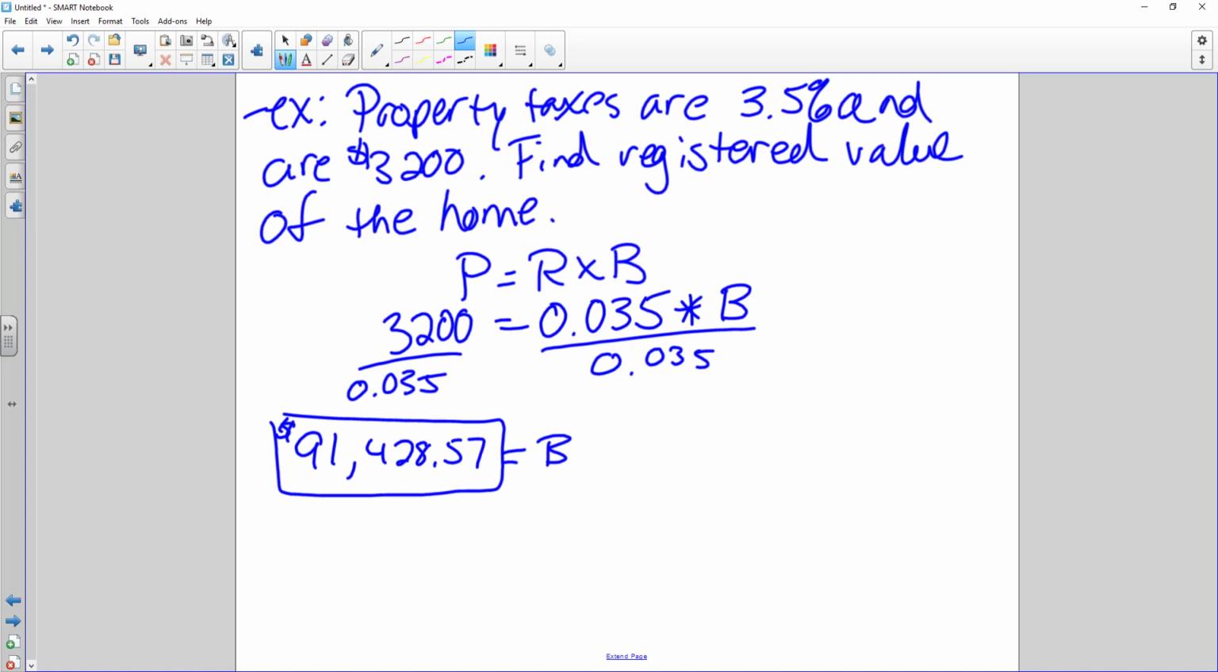So we did one of each part of the P equals R times B formula, an example of each of them being unknown, whether the part's unknown, the rate, or the base.